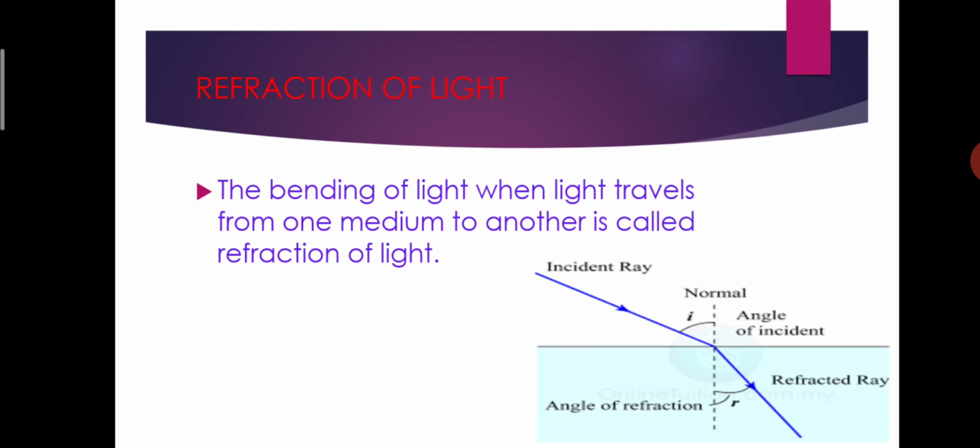What is reflection? Okay, so students, what is reflection? Let's listen. Bouncing back of light, that process is called reflection. So in this chapter we are going to discuss refraction. What does refraction mean? Refraction of light is the bending of light. When light travels from one medium to another medium and it bends from its position, that process is called refraction of light.